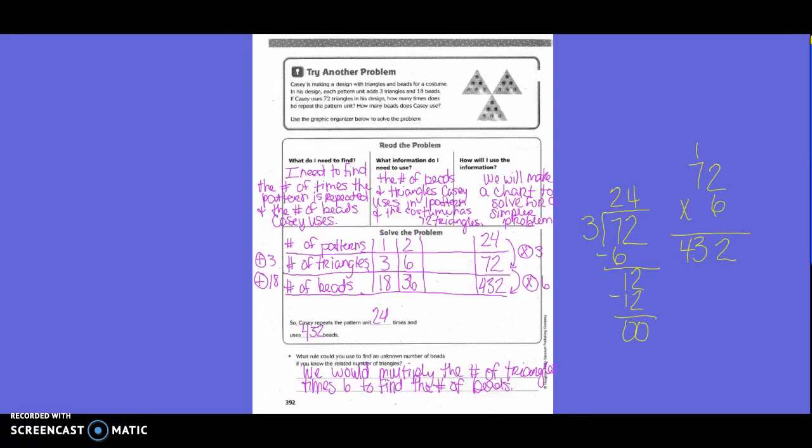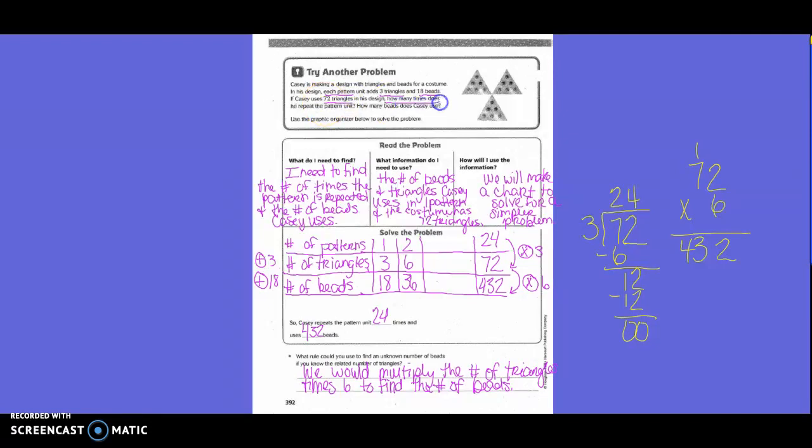Try another problem. Casey is making a design with triangles and beads for a costume. In his design, each pattern unit adds 3 triangles and 18 beads. If Casey uses 72 triangles in his design, how many times does he repeat the pattern unit? How many beads does Casey use? Use the graphic organizer below. So we know that he does 3 triangles and 18 beads for each pattern. And then he uses 72 triangles in his design.